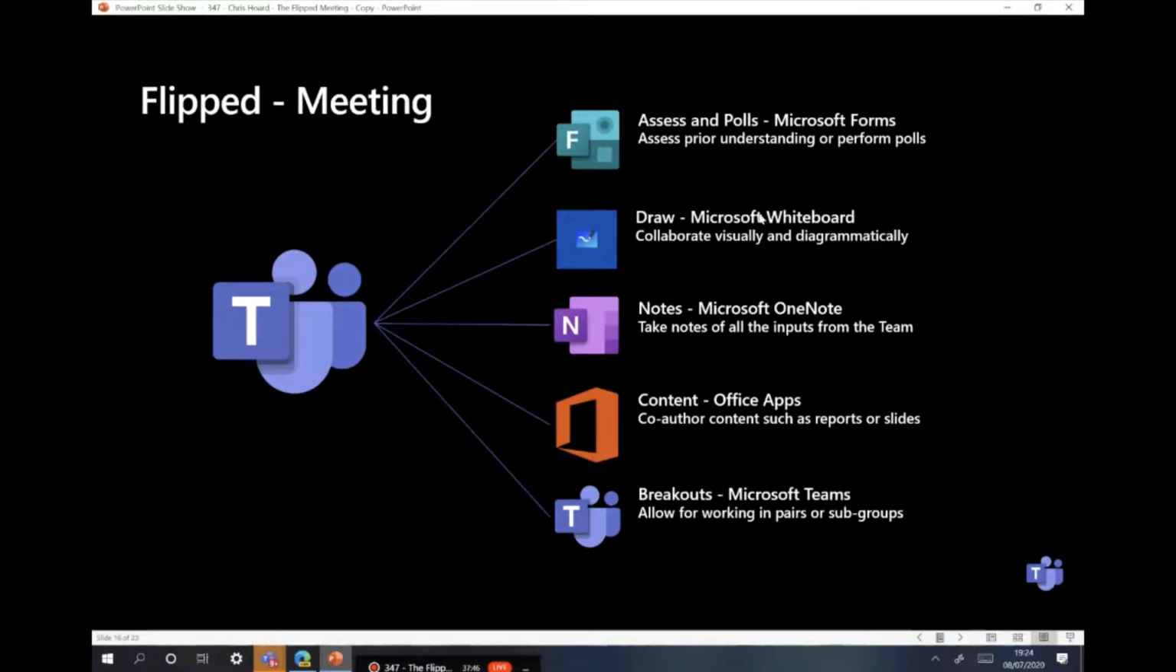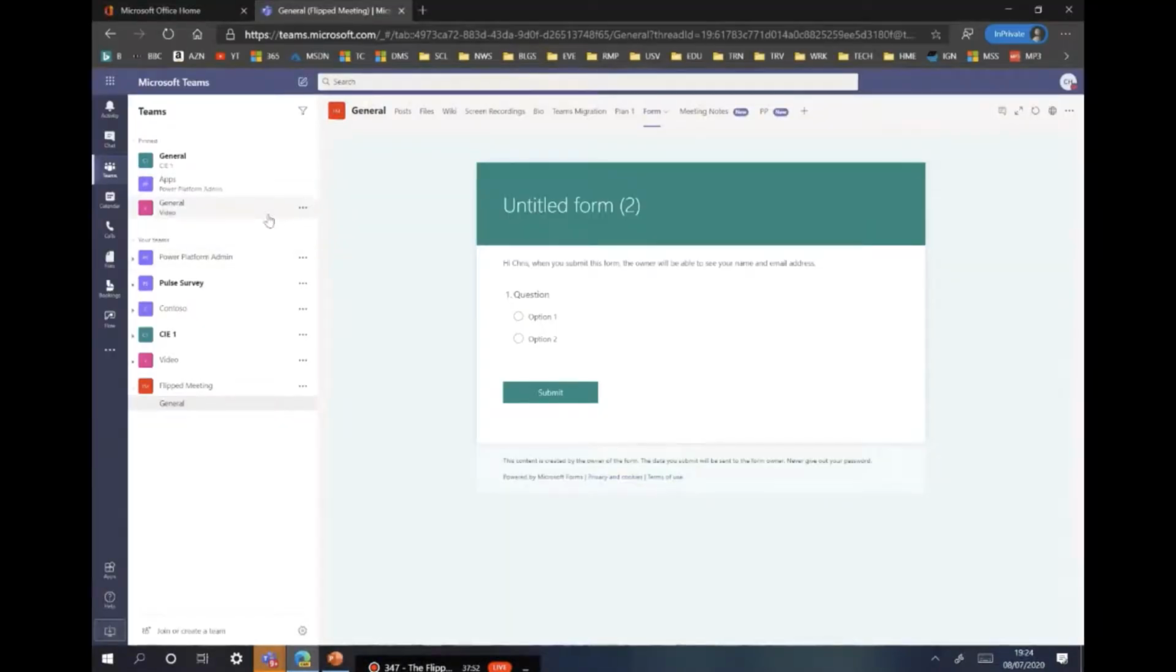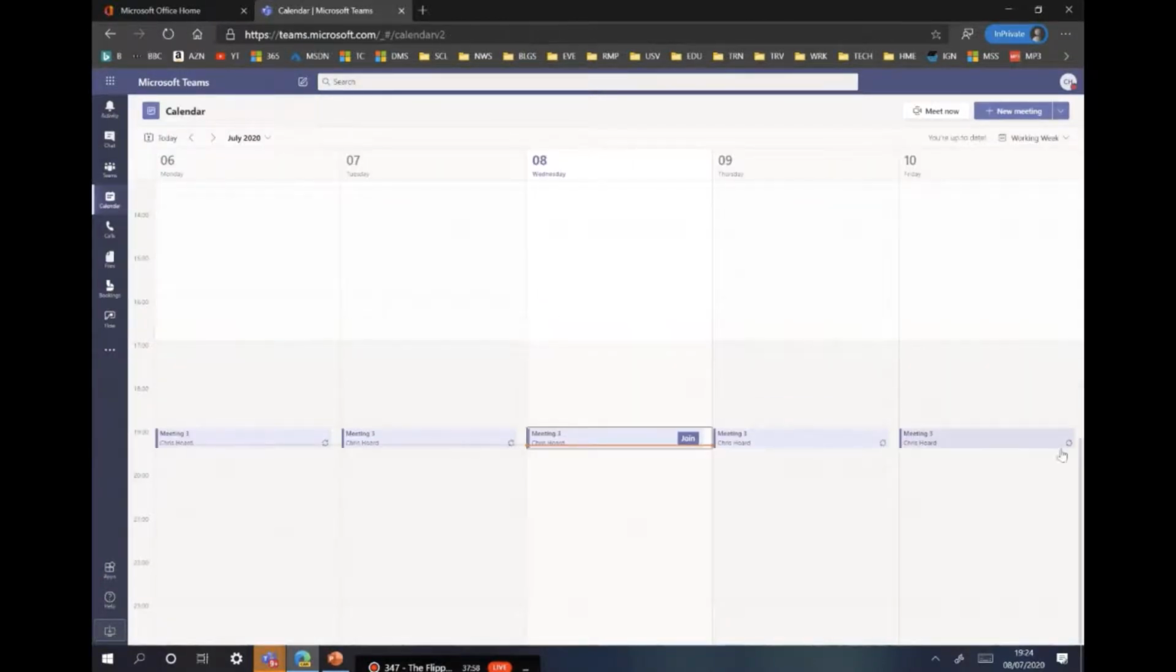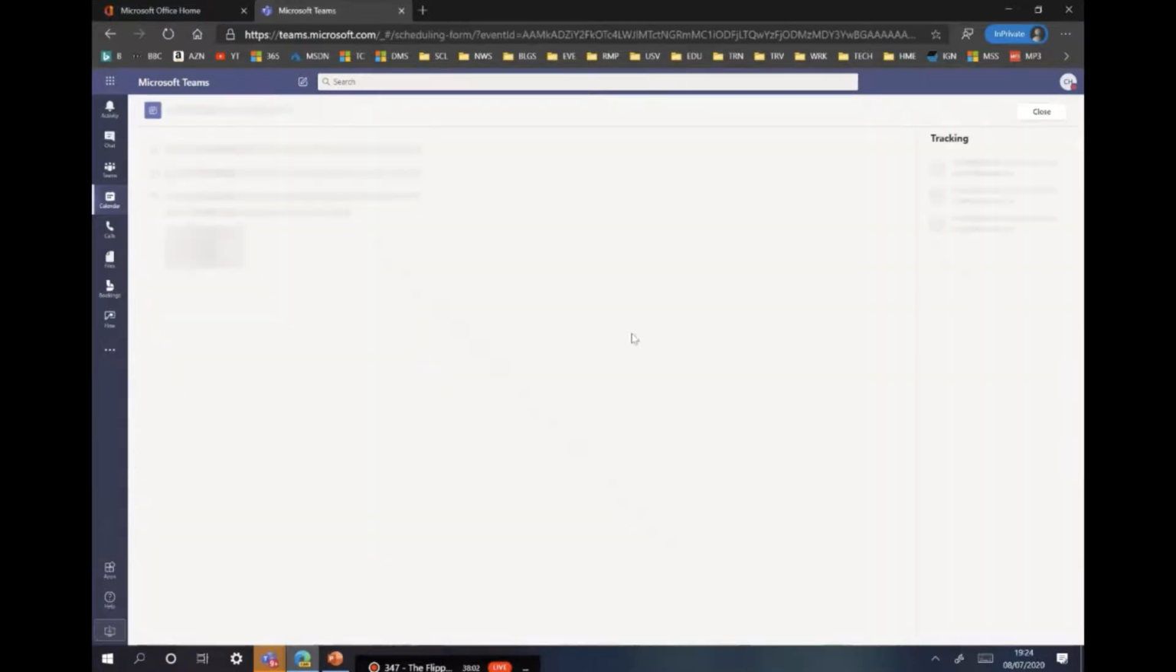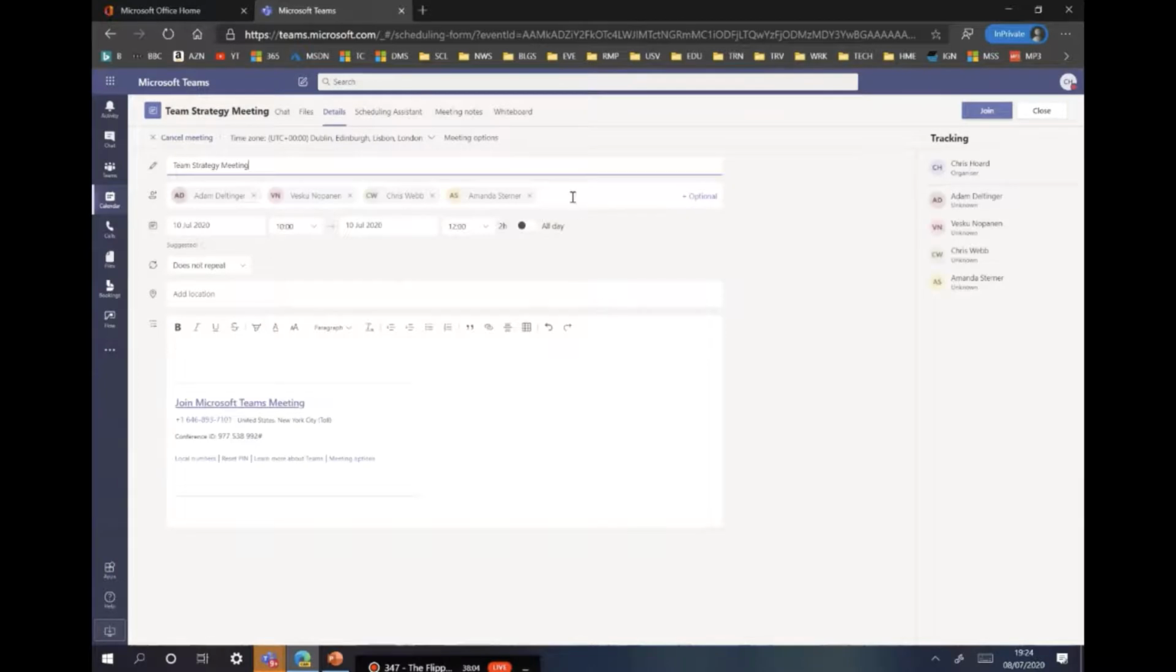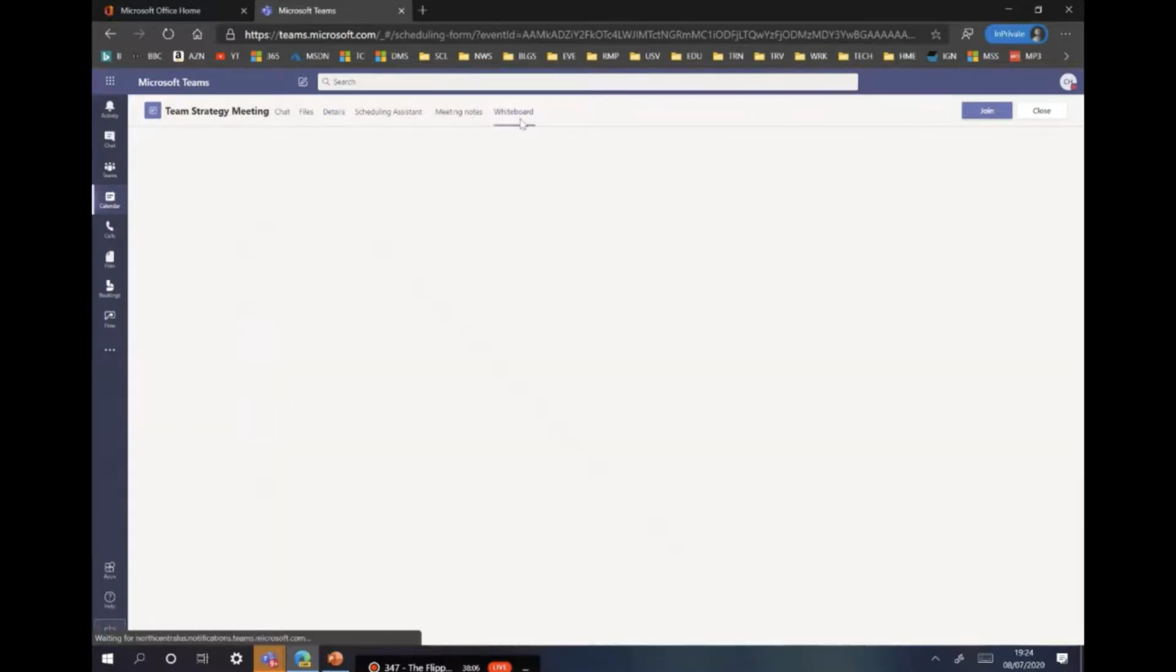Secondly, we've got the ability to draw with the Microsoft Whiteboard. So we could build that up during a meeting for the attendees to work on together. So if we go into the calendar and we see that we have our meeting that's set on Friday, if I click that meeting, I then have a whiteboard.